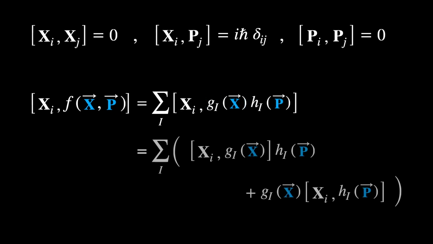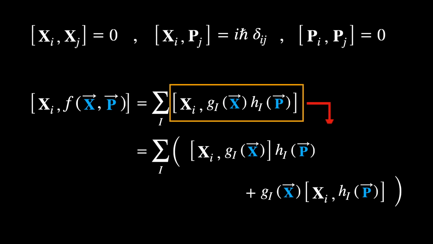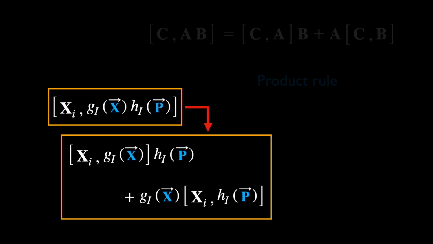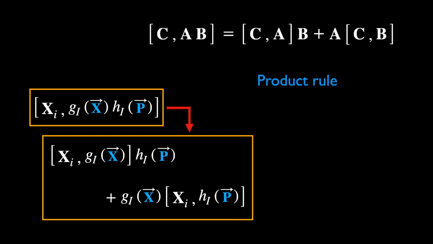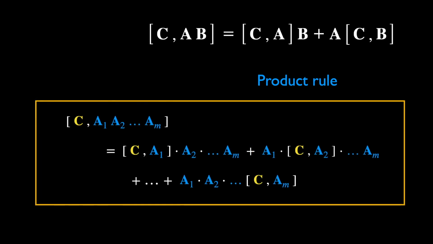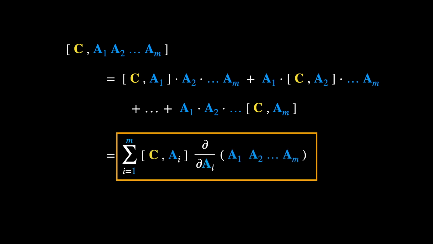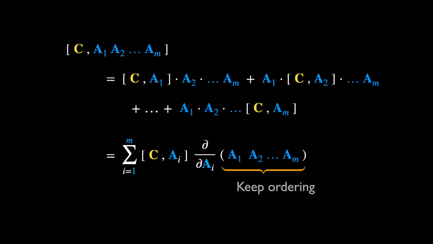Here we make use of the product rule of commutators derived in Lecture 1. This product rule is actually much more general, and is in fact closely related to the product rule of derivatives, as can be seen in the representation in the yellow box. The key point here is to preserve the relative ordering of the A operators. We shall use this representation almost right away.